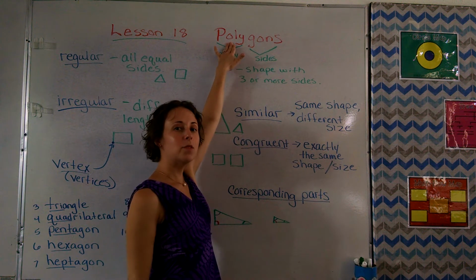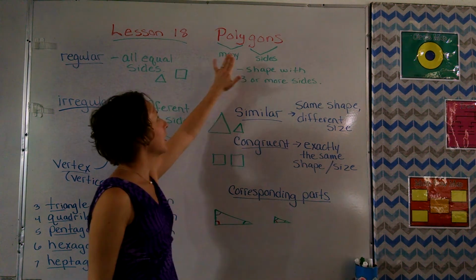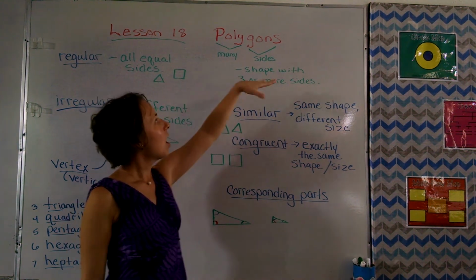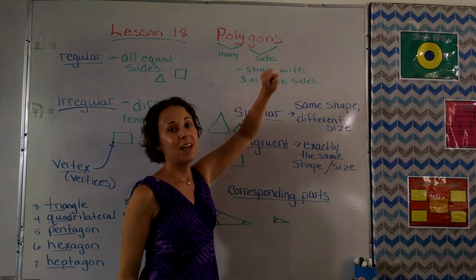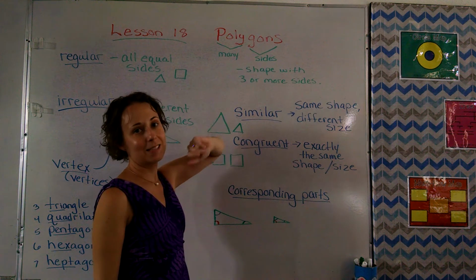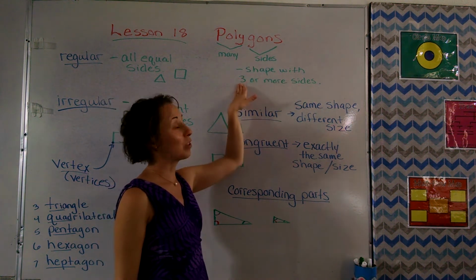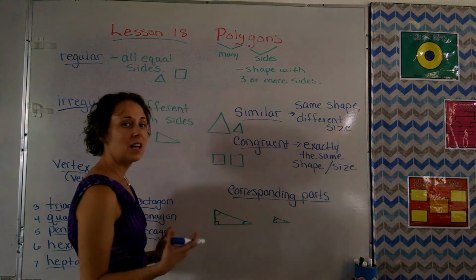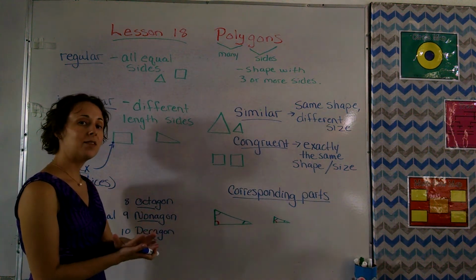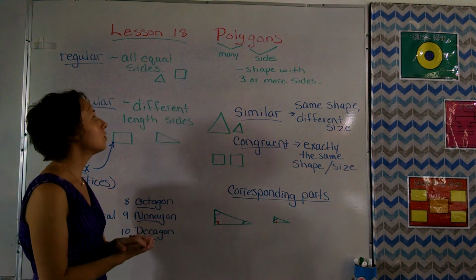Poly. Anytime you see the word part poly, it means many. Gon means sides. So a polygon is a shape with many sides. Specifically, it's a shape with 3 or more sides. There'll be a lot of definitions, so if I'm going quickly and you want to pause the video and go back, take your notes, please do so.